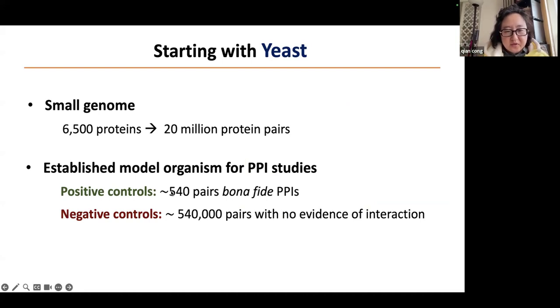One is a positive control, consisting of real interactions, and there's also a negative control. They usually consist of negative pairs that show no evidence of interaction. In all our studies, we try to make the negative control size about 1,000 times larger than the positive control size, which reflects the true signal to noise ratio on a proteome-wide screen.